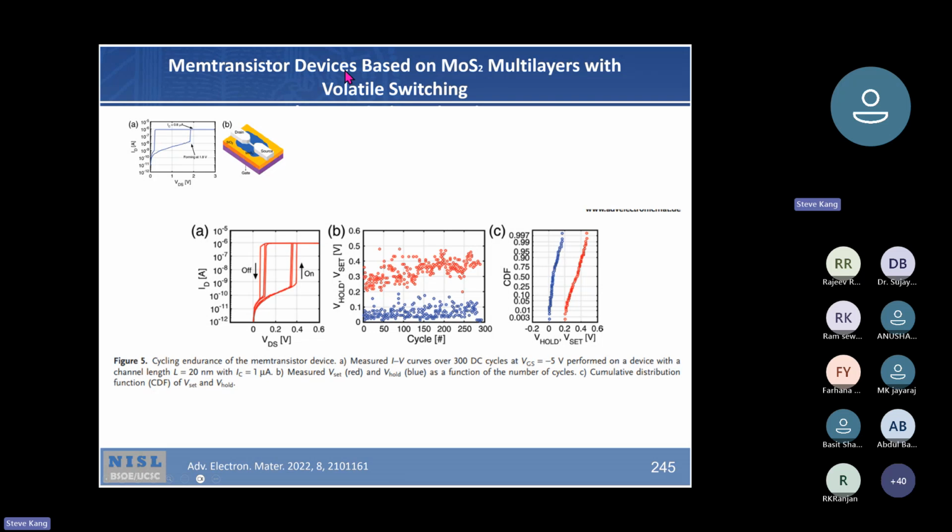And the memristor device is based on a tungsten sulfide multi-layer with volatile switching. So this is zero, and then switch on. This is low resistance, and this is high resistance. Then it switches on to low resistance, stays there, and then repeats itself. So this is the cycle, right? And this shows the two different values, low resistance and high resistance.